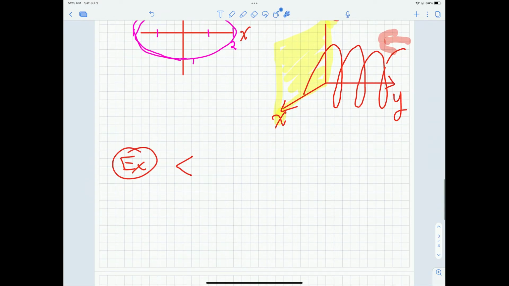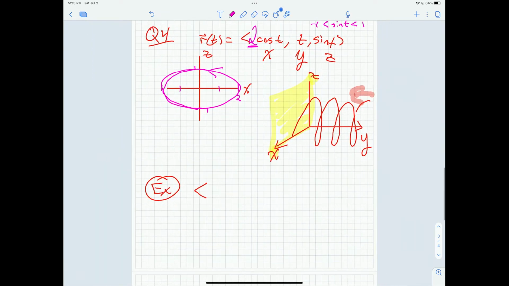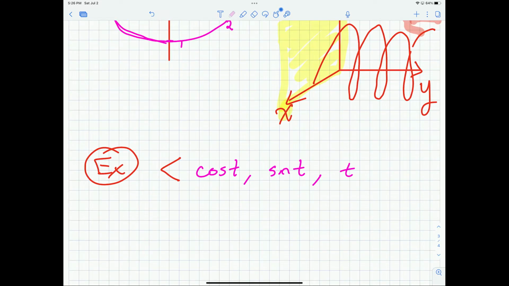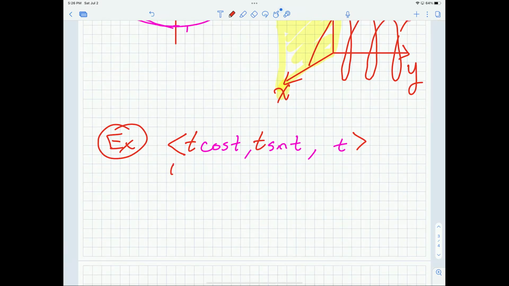Once you have that idea, you can say, what if I were to take our base one, like the cosine t, sine t, t type thing, and put a variable in front? What's that going to do? Well, that's basically like the radius, that's how big the circle is. So when t is small, this is making small circles.